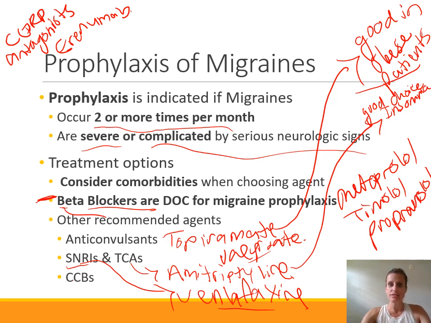They can be considered in patients who can't tolerate any of these other prophylactic meds, or maybe they can't stick with taking a daily medication. Maybe you could then consider a CGRP antagonist. These are given monthly or quarterly. So as far as compliance goes, that's nice. But there's just not enough evidence to recommend them as first-line agents yet.